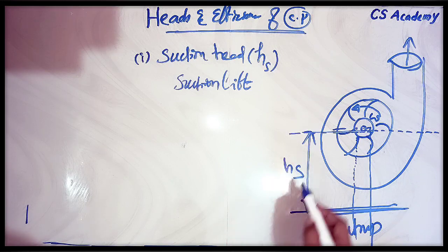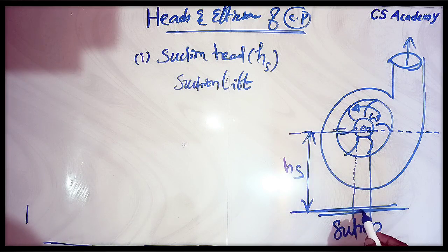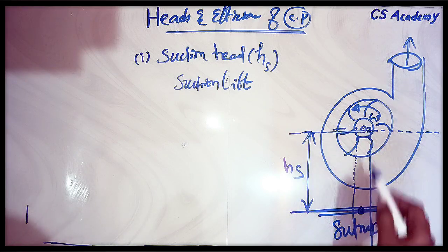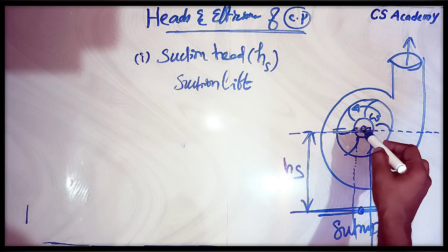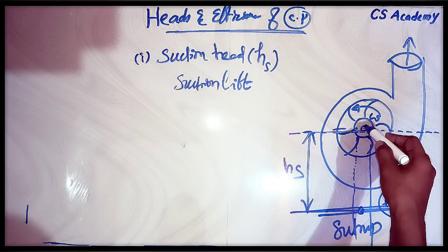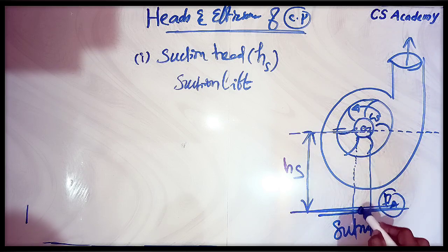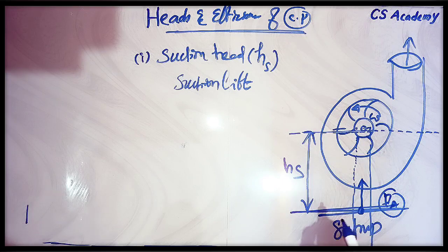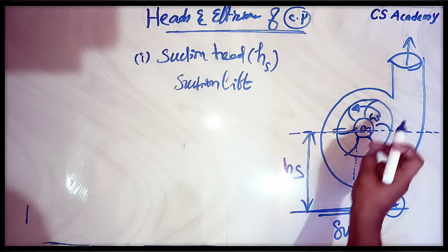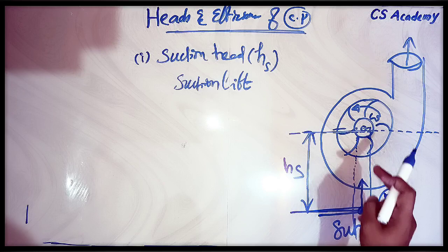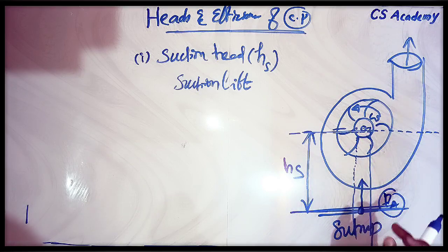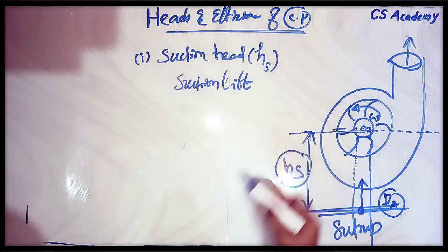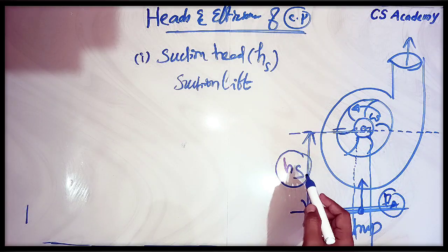This suction head is also called the suction lift. Why we call it suction lift: because of the pressure difference between these 2 points, here is the atmospheric pressure, and here there is less than atmospheric pressure. Because of these 2 pressures, the water is entering from this sump to the center of the impeller. That is, water is sucked into this impeller because of this pressure difference. The working of this centrifugal pump I told in my previous video in the first session, please go through that video. Here this is the suction head, also called the suction lift.